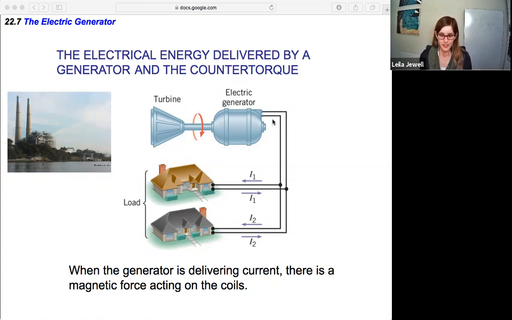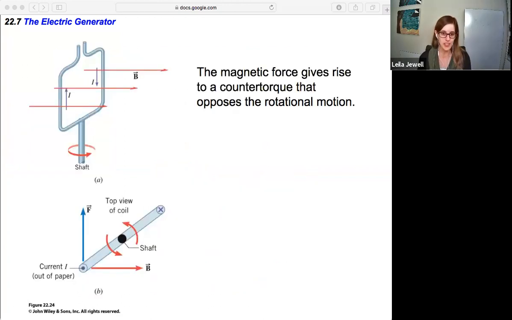The current then can be delivered to houses, for instance, which are known as the load, right? That's what the generator is powering. And when the generator is delivering current to the load, to the houses, there's a magnetic force acting on the coils. That means the coils themselves that are turning in the electric generator feel the impact of adding a load to the supply. We don't get free energy. We can take a closer look at that.